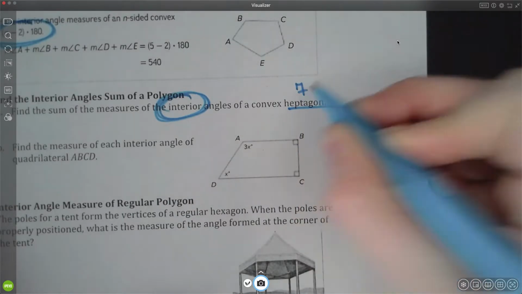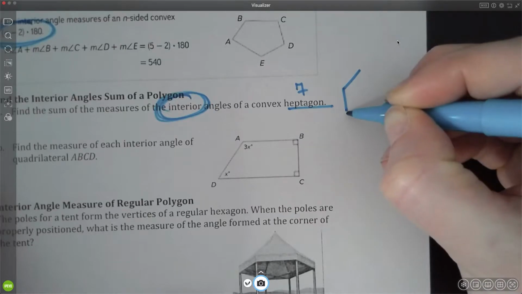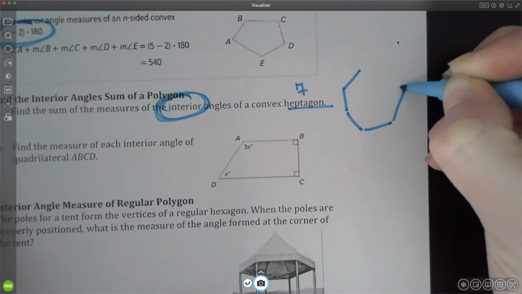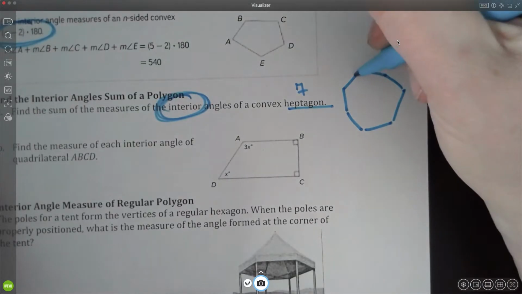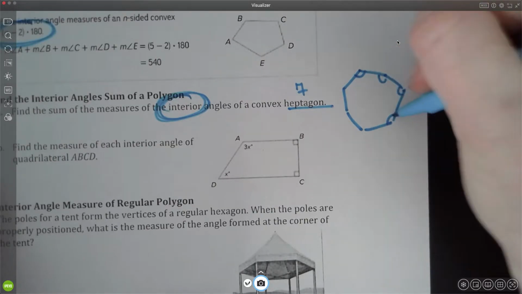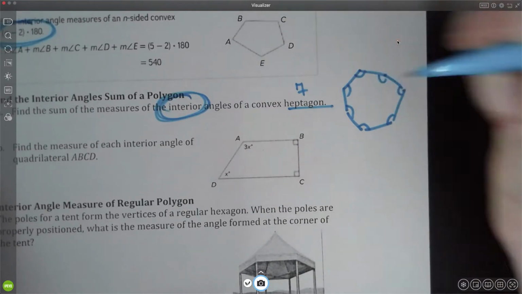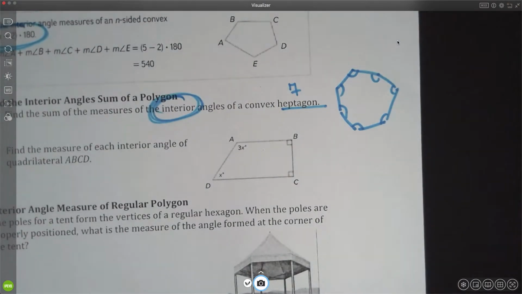So I have 1, 2, 3, 4, 5, 6, 7. Oh my gosh. So these angles right here are going to make up, I need to figure out how many degrees those angles are. By the way, the more sides that you have, the more it looks like a circle, right? Like that 7-sided figure, it's hard for me to even make it look like it's got flat sides because it looks really circular, okay?